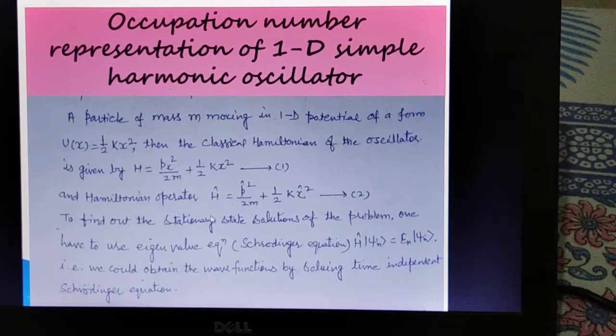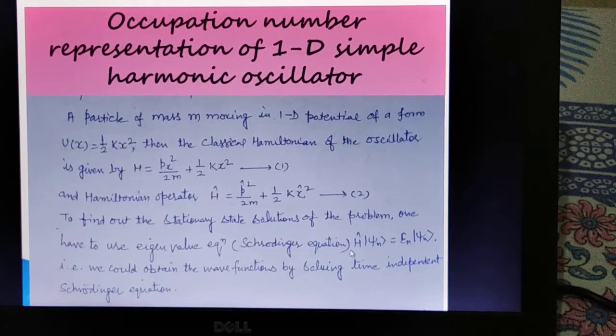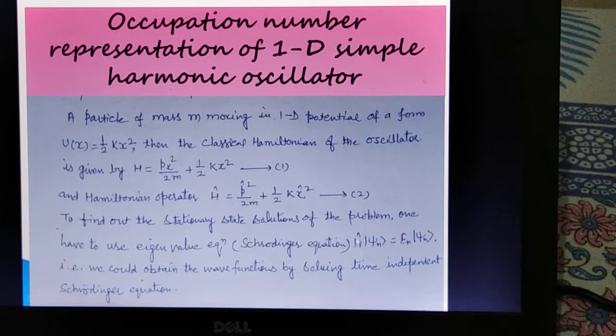Find out the energy eigenstates and energy eigenvalues of this simple harmonic oscillator. We use the Schrodinger equation H psi n equal to En psi n. This gives the stationary state of the oscillator, and this method has already been solved by you in previous classes.